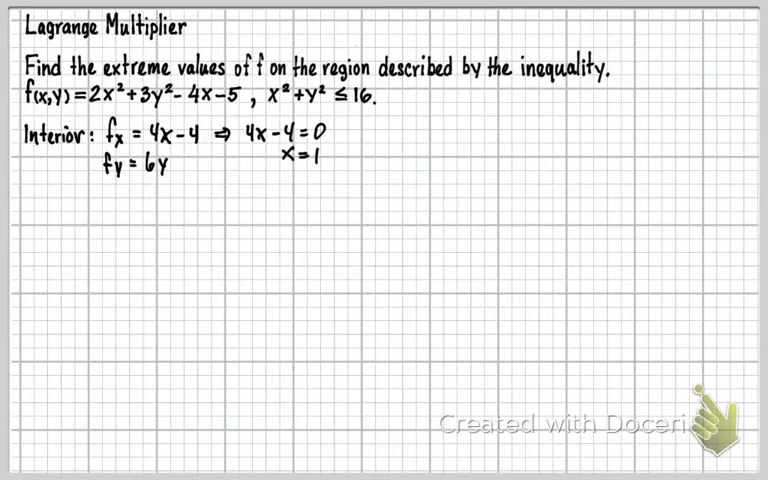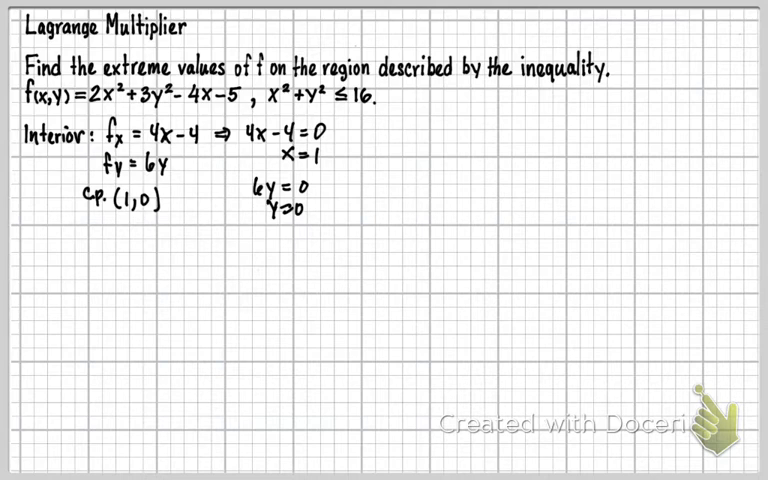I do the same thing for the bottom one. 6y equals 0, because we want fy equal to 0. Divide by 6, so y equals 0. So we get the ordered pair (1, 0), and that's the only critical point we have here. It's nice when you only have one. Last problem, we had 6, and it took us a while to go through all of them.